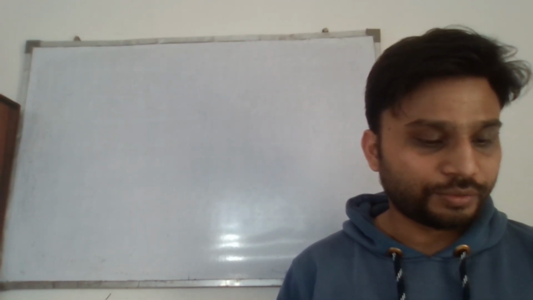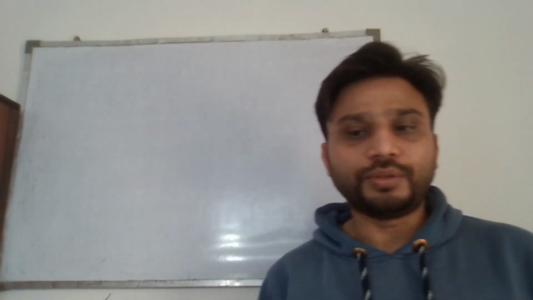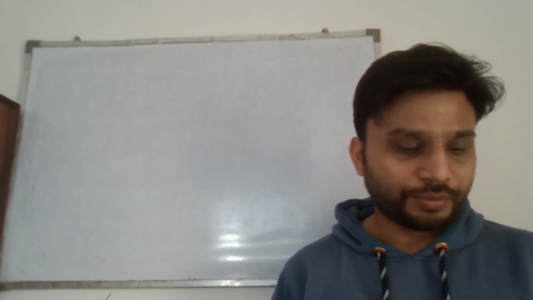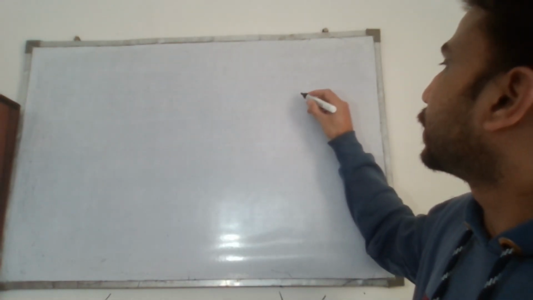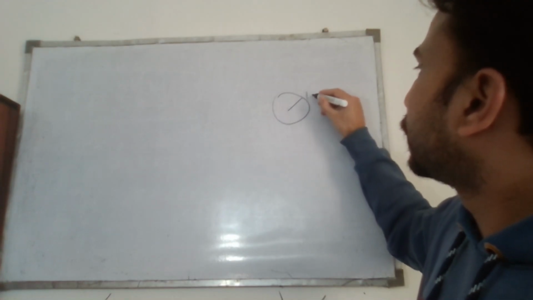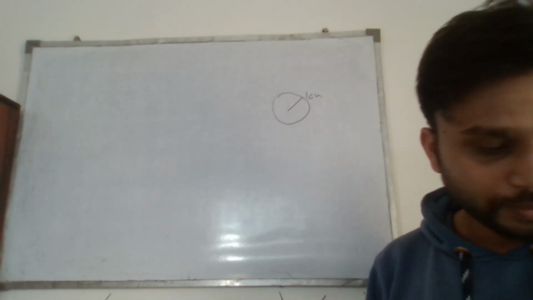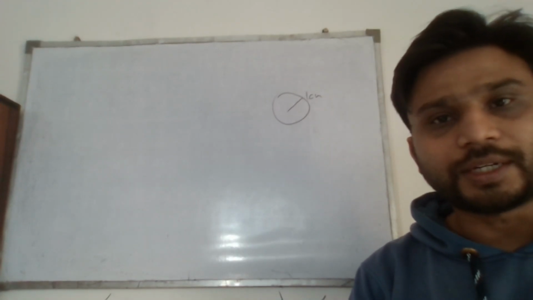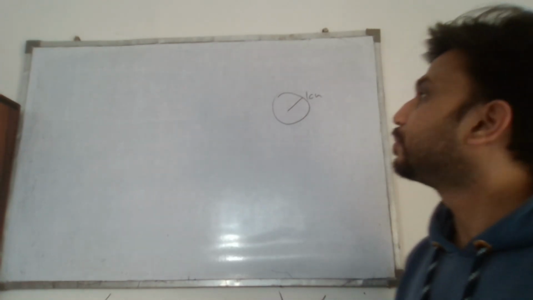A charge of 4 into 10 to the power minus 8 coulomb is distributed uniformly on the surface of a sphere of radius 1 centimeter. So we have a sphere whose radius is 1 centimeter. It is covered by a concentric hollow conducting sphere of radius 5 centimeter.